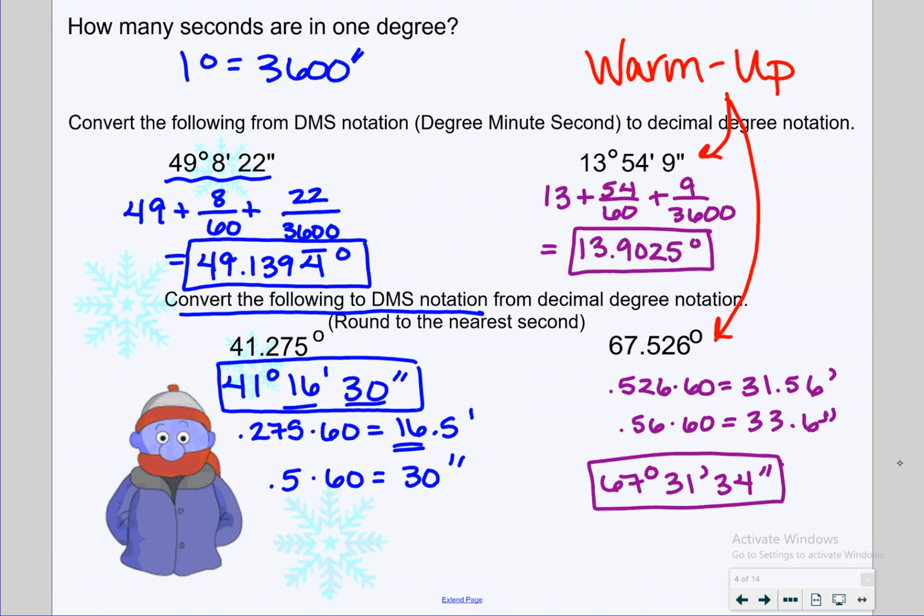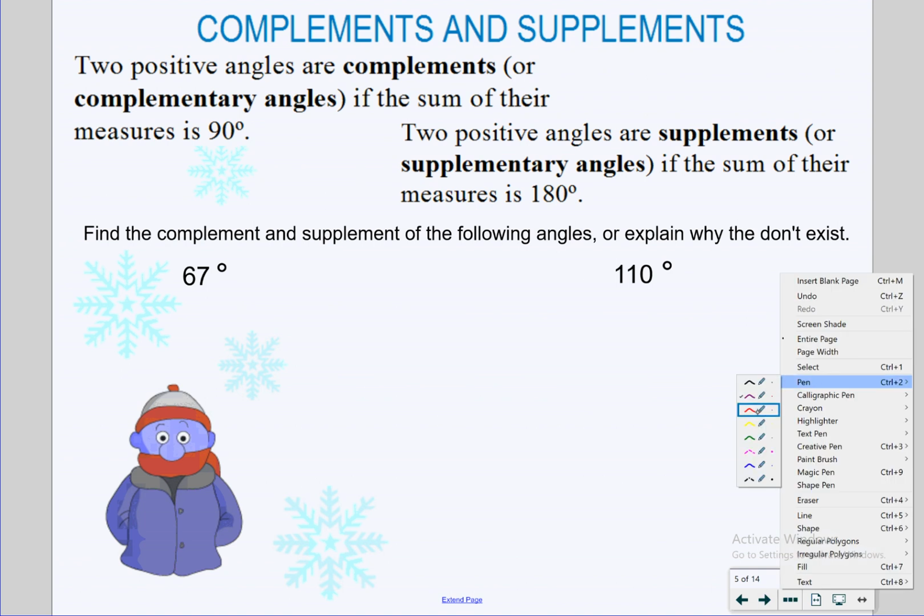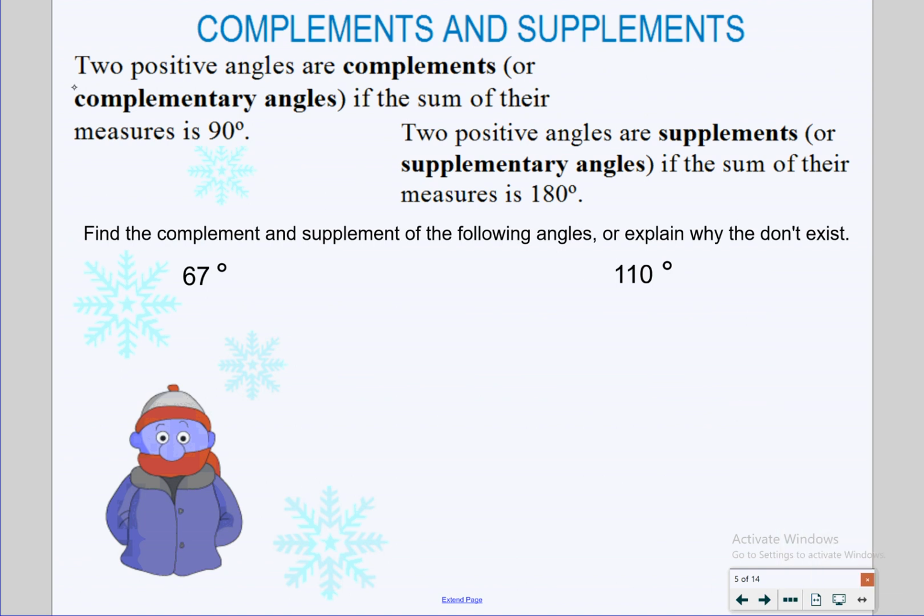Okay, next slide's a quick one. It talks about a review term from geometry, so complements and supplements. Complementary angles add to 90. Supplementary angles add to 180. One thing you maybe didn't talk a ton about when you did these in geometry is that in both cases, the two angles that add together must be positive. You cannot have a negative angle. So we want to keep that in mind for these problems.